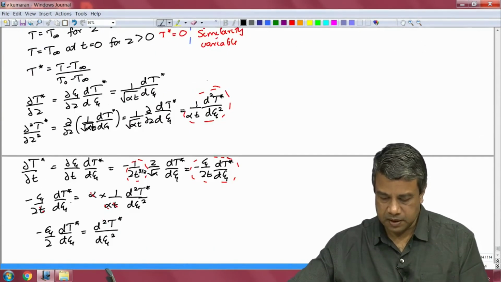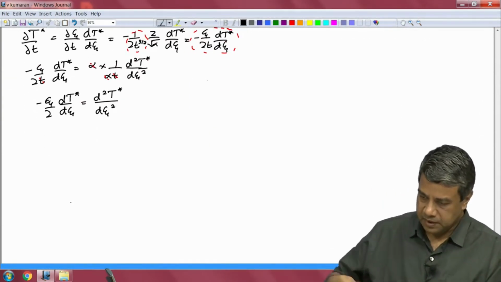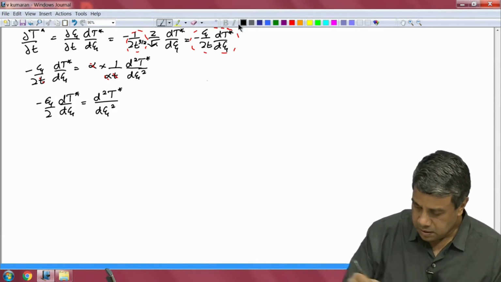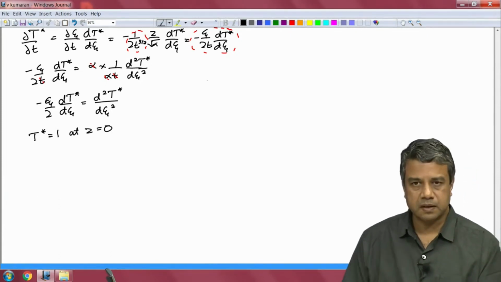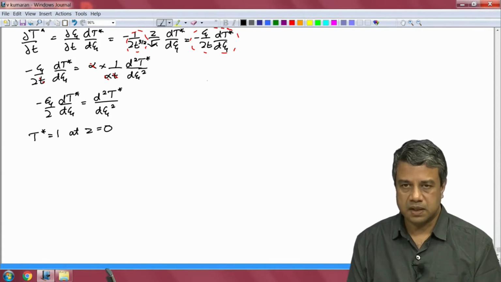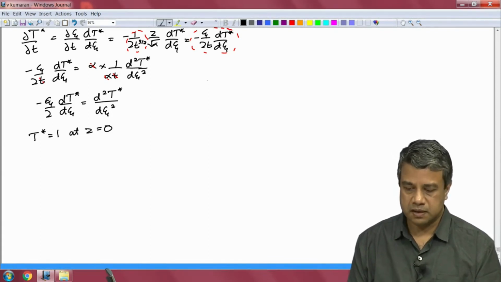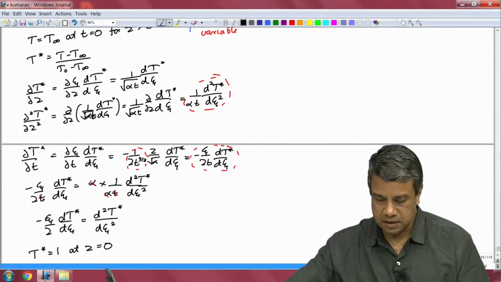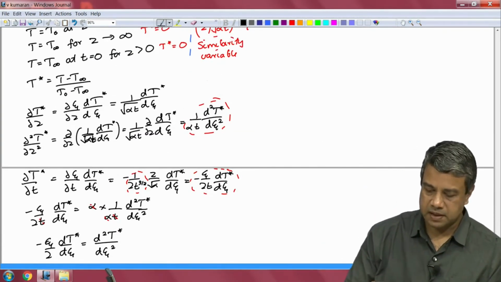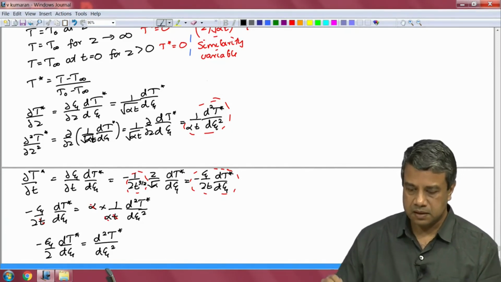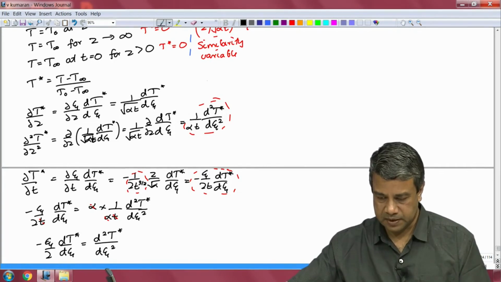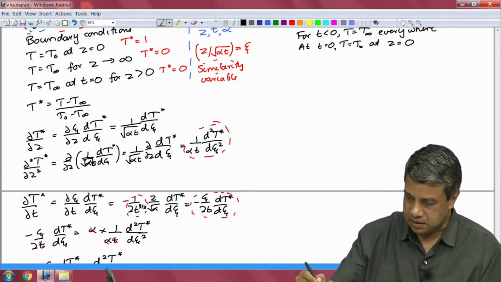The boundary conditions: t star is equal to 1 at z is equal to 0. You recall that t is equal to t naught, and I expressed t star as t minus t infinity by t naught minus t infinity. So at z is equal to 0, if t is equal to t naught, then t star is equal to 1. That is this condition here.